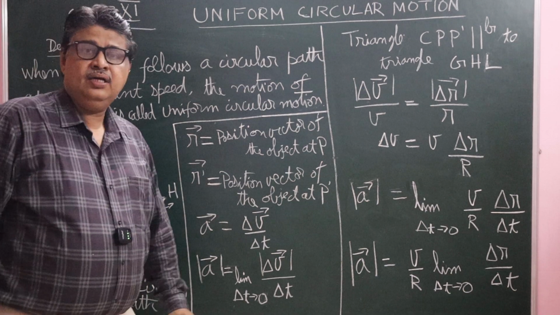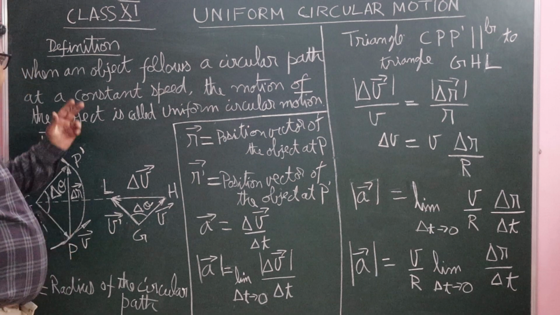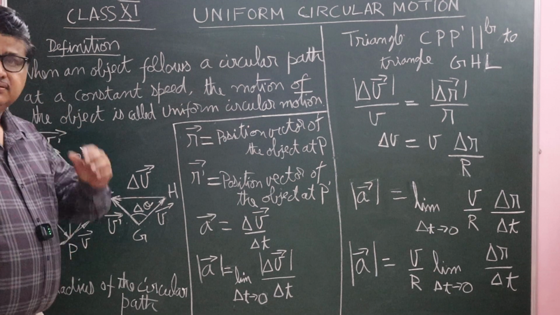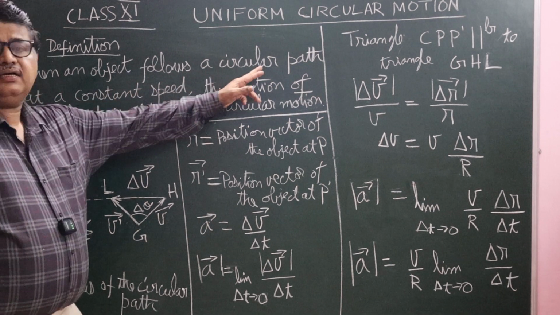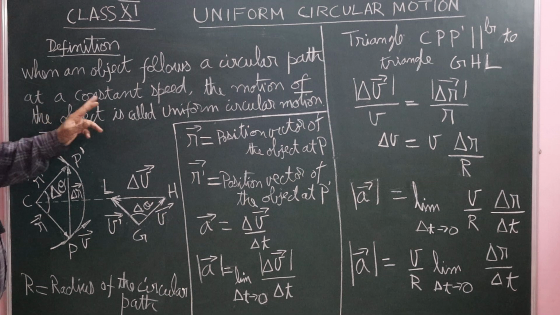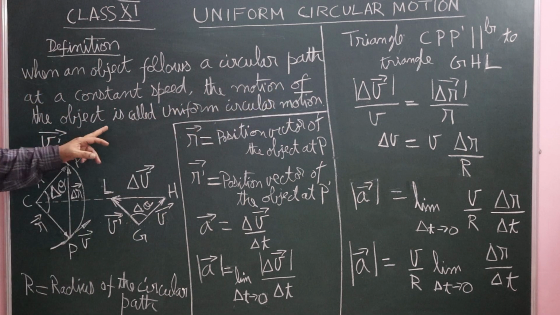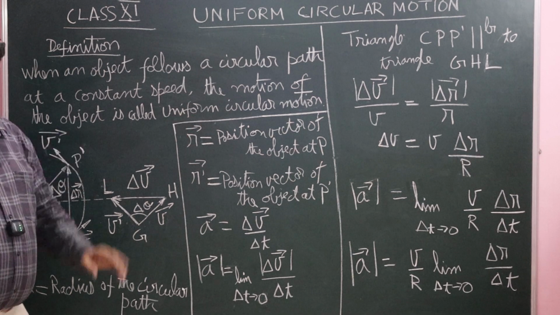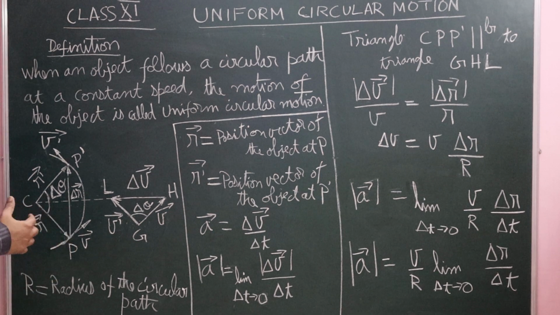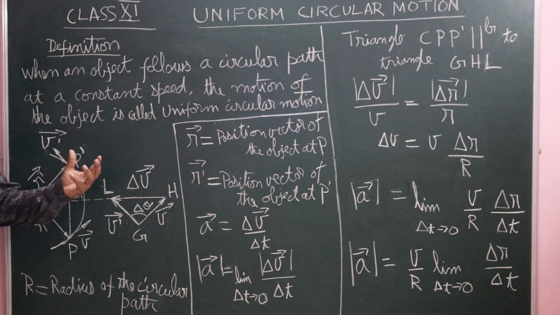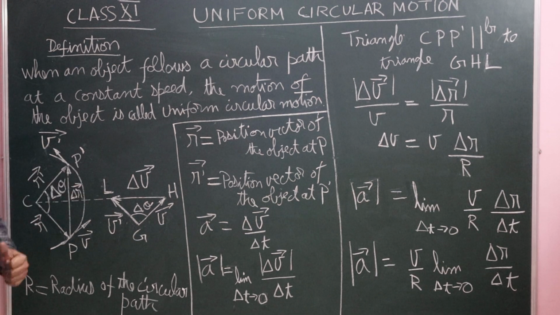Now we will see uniform circular motion. Definition of uniform circular motion: when an object follows a circular path at a constant speed, the motion of the object is called uniform circular motion, because the object moves in a circular path.